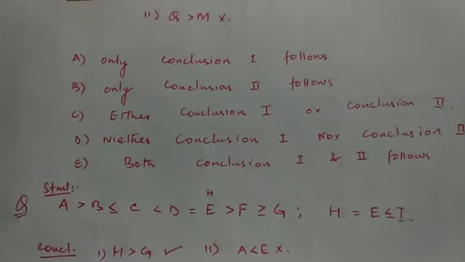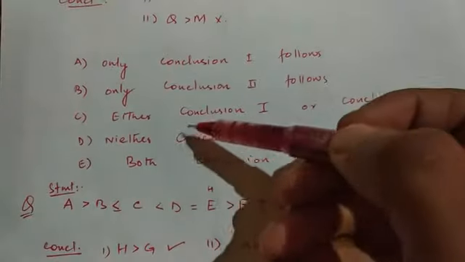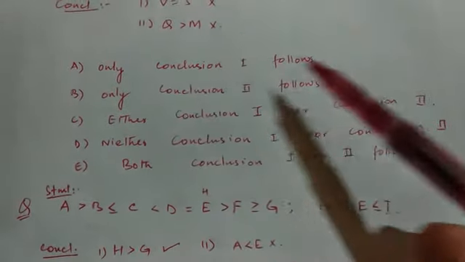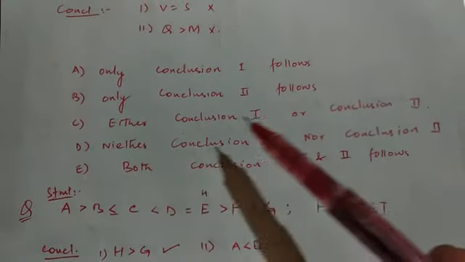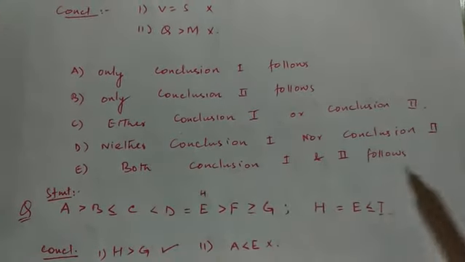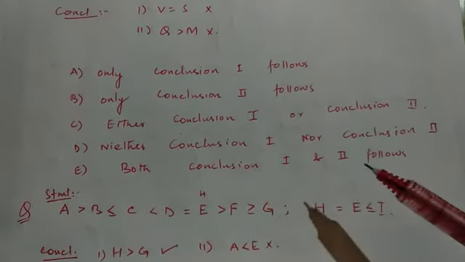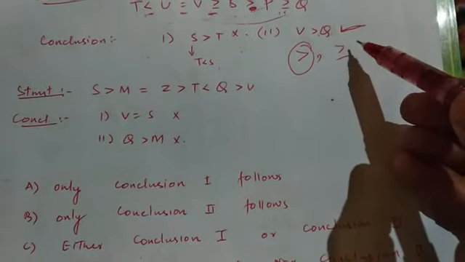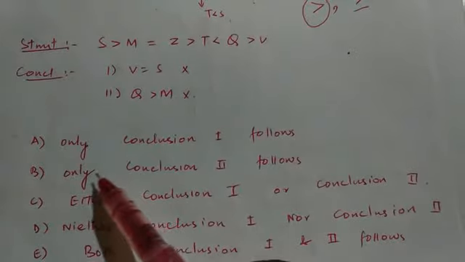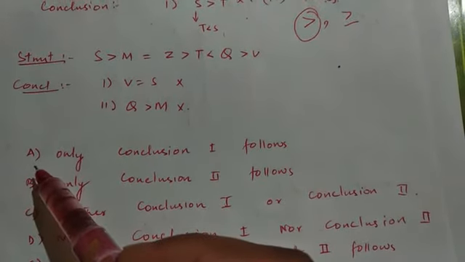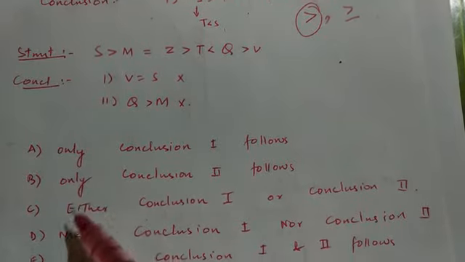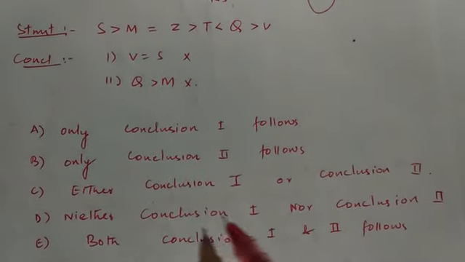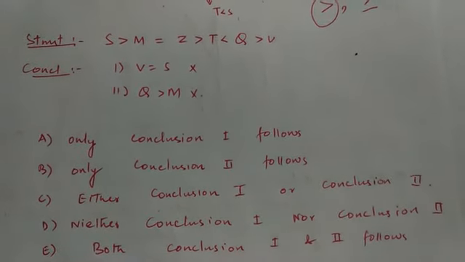You will be given 5 options, A, B, C, D and E. In the first option, your options will be: only conclusion first follows, only conclusion second follows, either conclusion 1 or 2, neither conclusion 1 nor 2, and both conclusion 1 and 2 follow. In this question, the first conclusion was wrong and the second conclusion was right. So our A part is wrong, B part is wrong, third part is wrong, our E part is correct. That's both conclusion first and second follow.